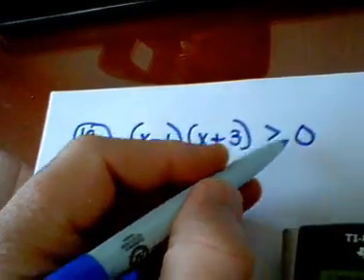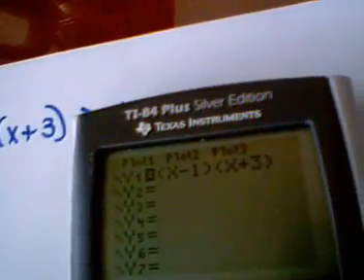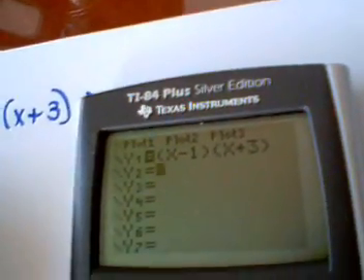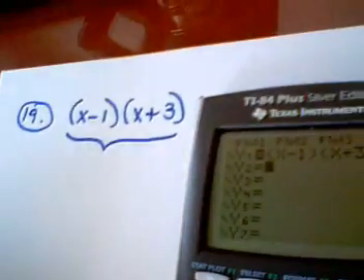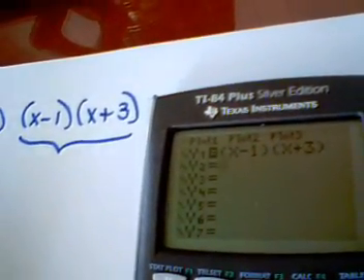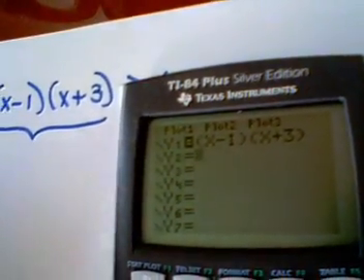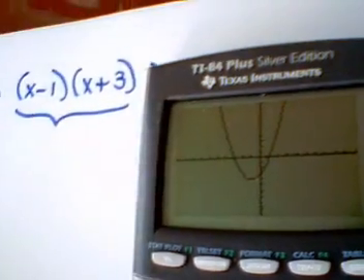Since you already have 0 positioned, we're going to go to our calculator and type in the left-hand side of this as a function. And I did it right with the parens. Left paren x minus 1, right paren. Left paren x plus 3, right paren, and hit graph.